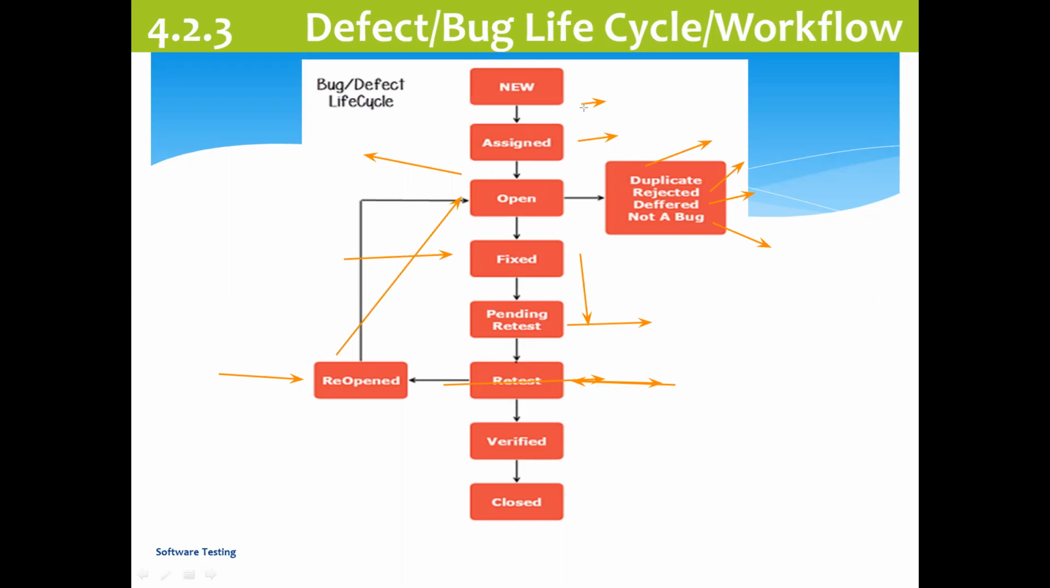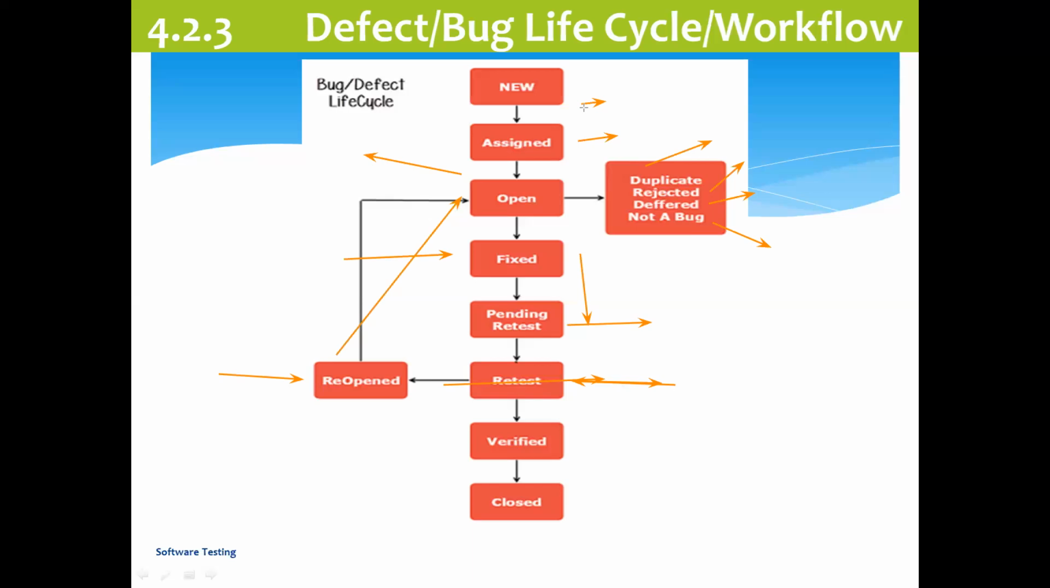Okay, any doubt in this defect life cycle? Sir, what about bug, new, assigned, open, closed? No, duplicate, brother. If duplicate is there, reject is there, deferred is there, then the process will stop there only and go to the closed step. Duplicate, rejected, it will be like that only.